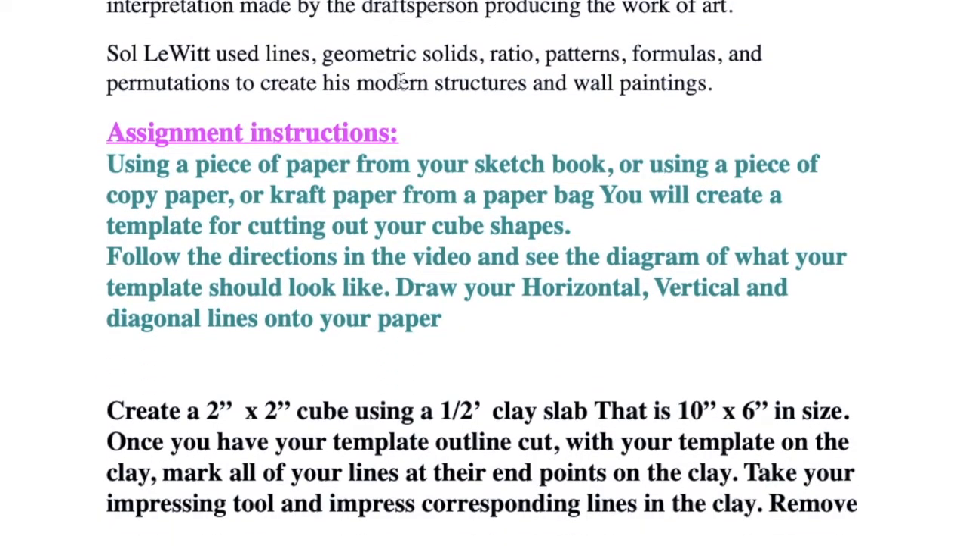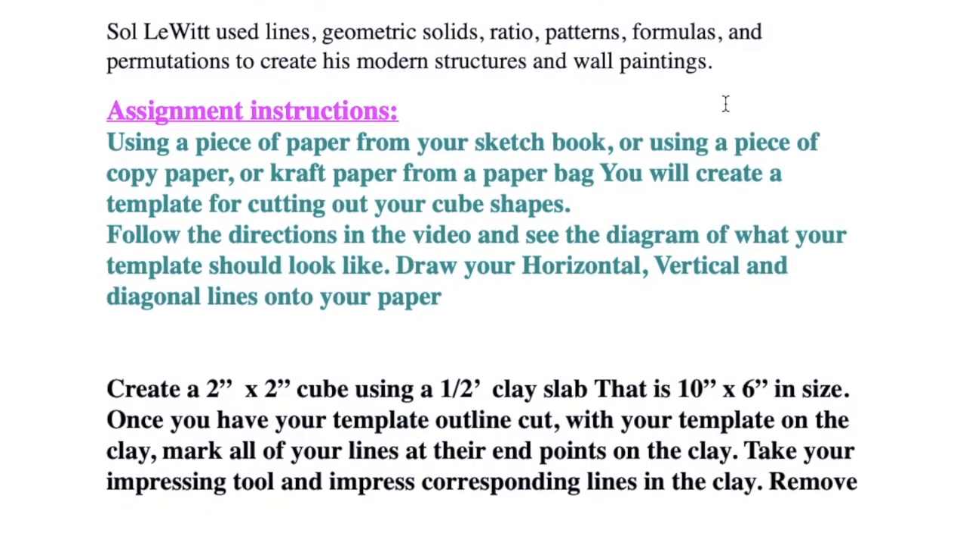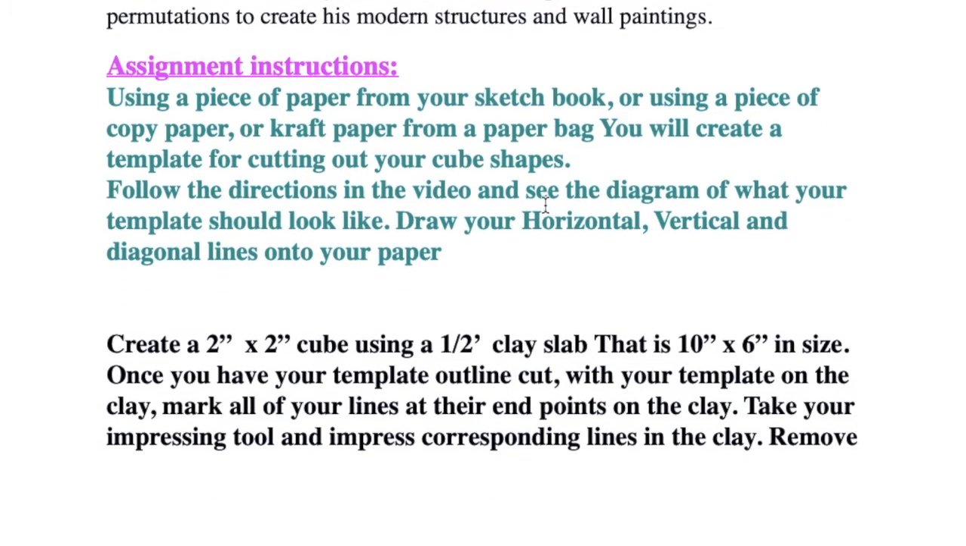And we know that solid-wit uses lines, geometric solids, a cube, ratio, patterns, formulas, and permutations to create modern structures and wall paintings. So for this assignment, you're going to use a piece of paper from your sketchbook, or a piece of copy paper or craft paper from a paper bag. You will create a template for cutting out your cube shapes. Follow the directions in the video and see the diagram of what your template should look like.